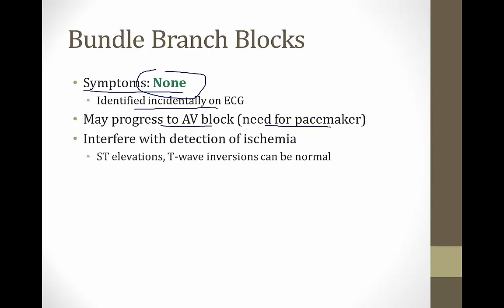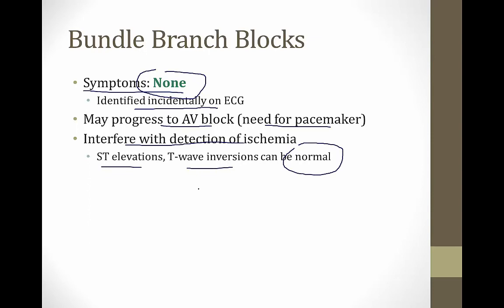And probably the biggest problem related to bundle branch blocks is a problem for the doctors more than the patient, and that's because the bundle branch block interferes with detection of ischemia. As we saw on those examples of right and left bundle branch blocks, there can be ST elevations and T wave inversions, which are all a normal part of the right or left bundle branch block and not a sign of ischemia.